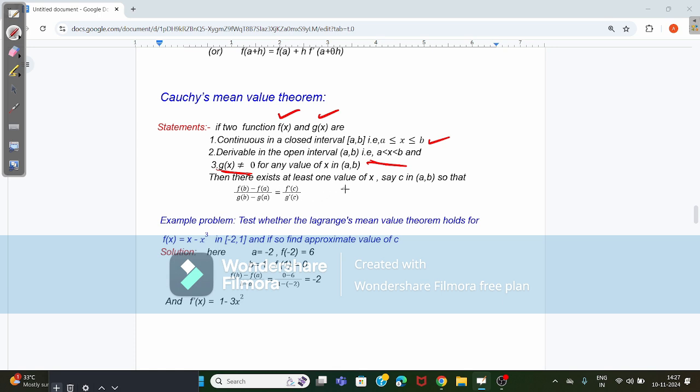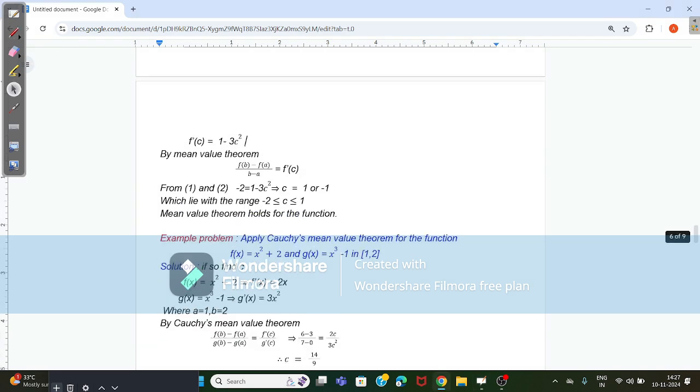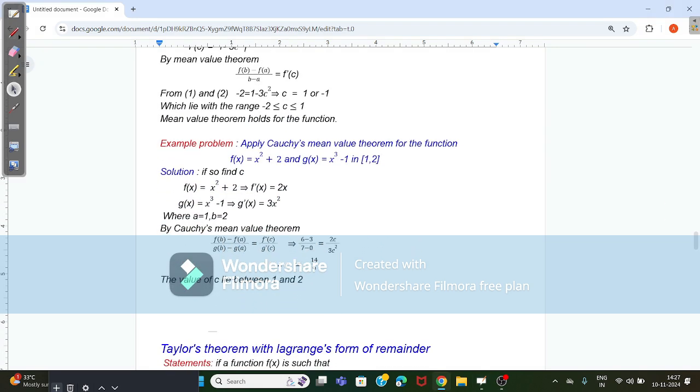Then there exists at least one value of x, say c, in a b, such that f of b minus f of a by g of b minus g of a is equal to f dash of c by g dash of c. We have to integrate these two values. Okay, now let us take an example problem so that you can understand this concept clearly.